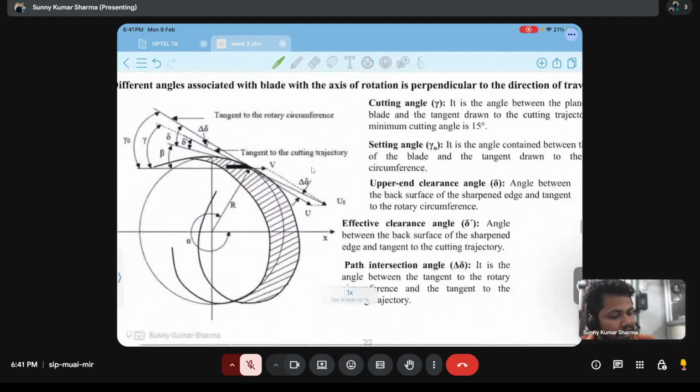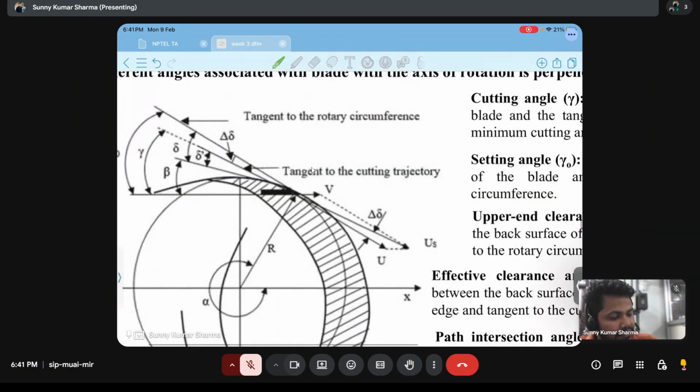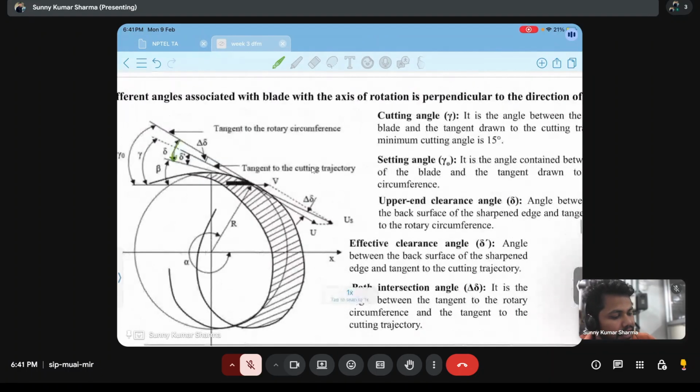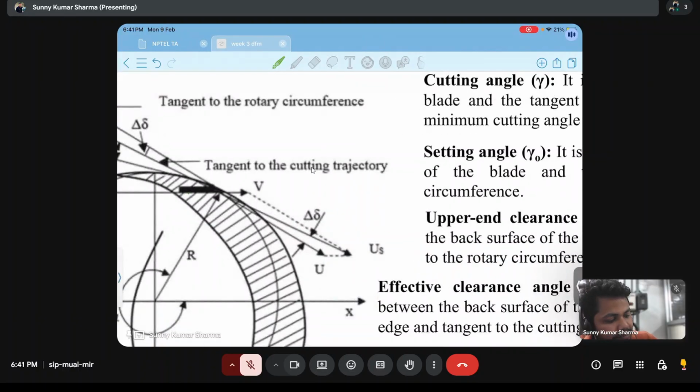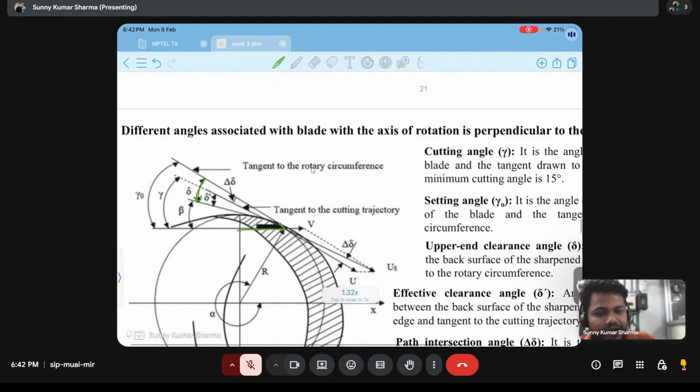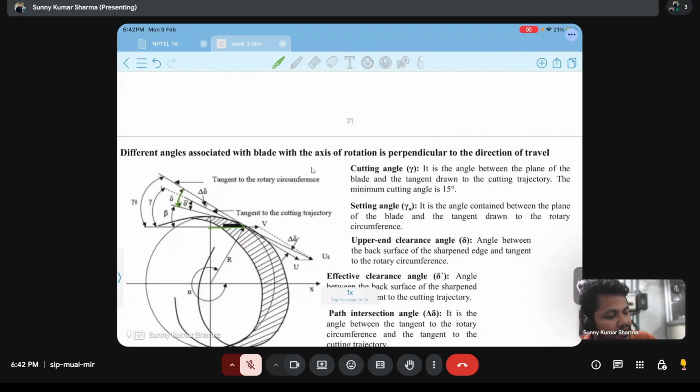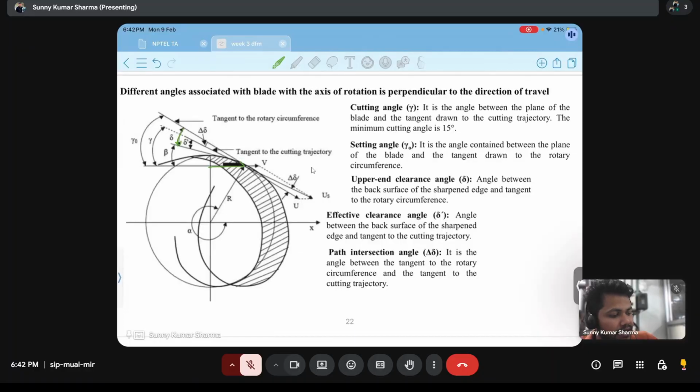Upper and clearance angle, delta. This delta is the angle between the back surface and the sharpened edge. This blade has two planes. One is this plane on which the blade is resting, and one plane has the sharpened edge. So the sharpened edge is making an angle with the rotary circumference, and that angle is the upper and clearance angle, which is denoted as delta.